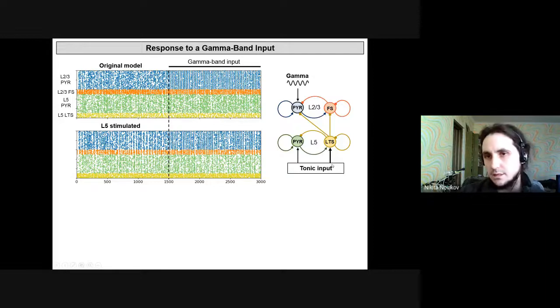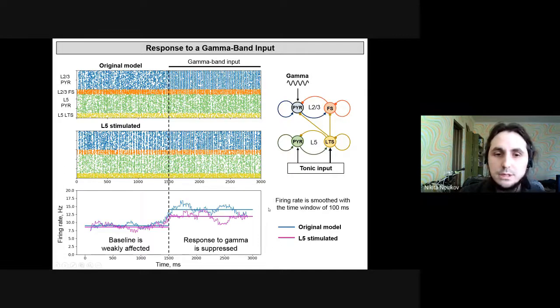If I add this modulatory input to layer 5, we see that beta activity is increased. In fact, it is also transferred to the layer 2-3. The gamma entrainment in this case is not that stable. And if we look at the firing rate dynamics, these are firing rates average smoothed with sliding time window of 100 milliseconds. So we smooth out all these oscillations and only look at the average firing rates.